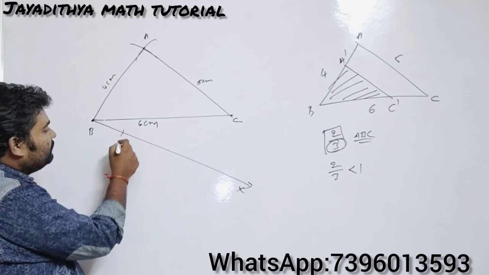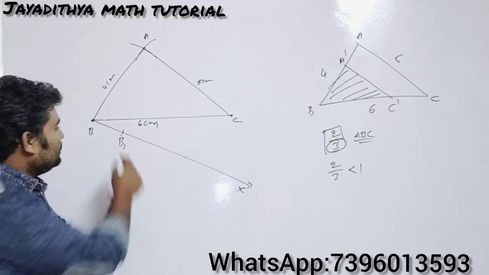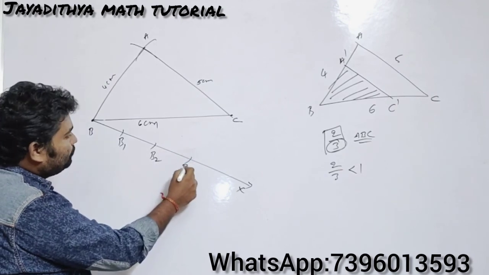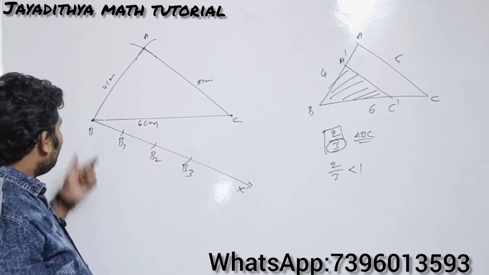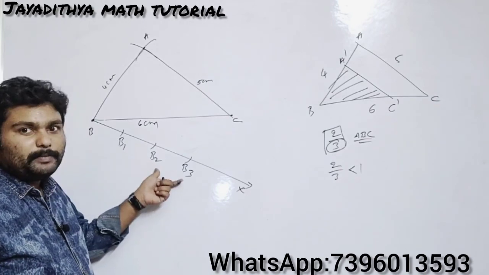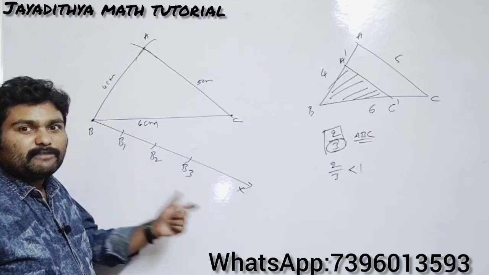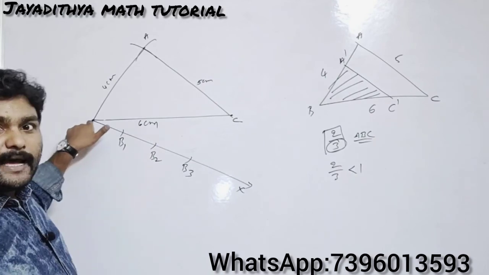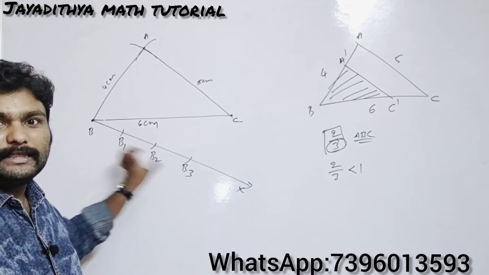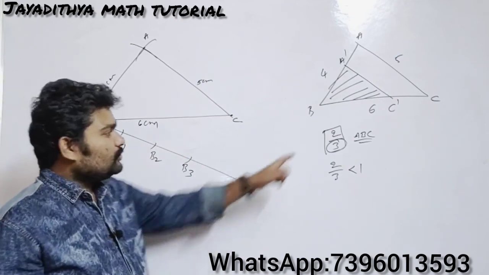How to take the parts? From B as center, take a convenient radius. The first point will be B1, and from B1 again you take B2. From B2 again you draw B3. So BB1 must be equal to B1B2, and B1B2 must be equal to B2B3. The distances must be equal. So take some radius from B, mark B1, from B1 mark B2, and from B2 mark B3.